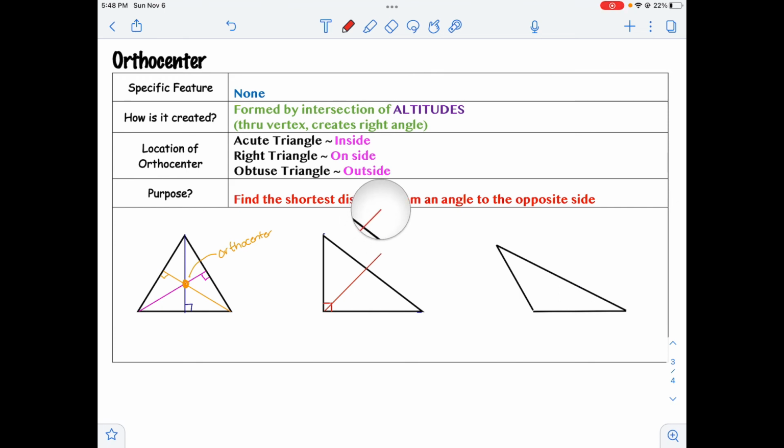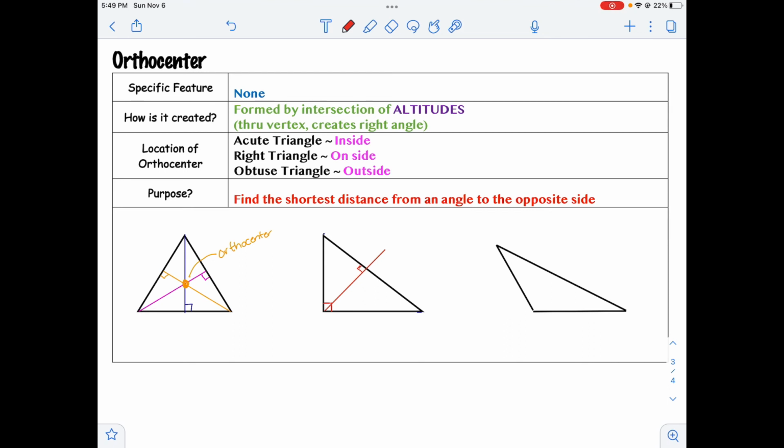And I'm going to extend it out just a little bit, just in case I need to for later. We don't know. We won't necessarily need it. Make sure you understand the purpose of what you're doing, and this will make a little bit more sense. So we're trying to find the shortest distance from an angle to the opposite side.